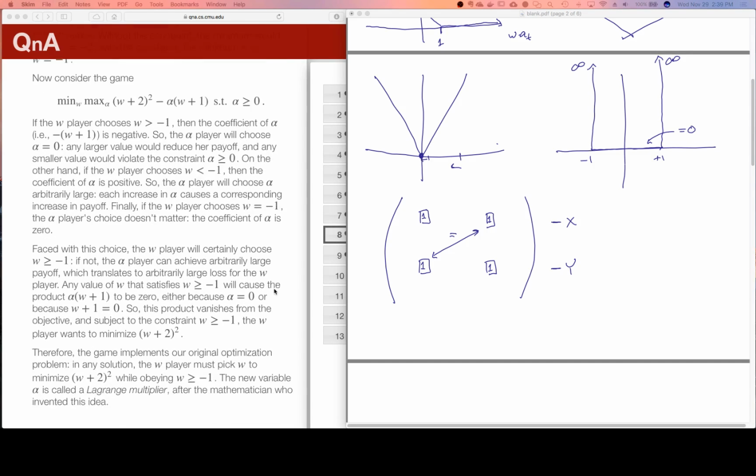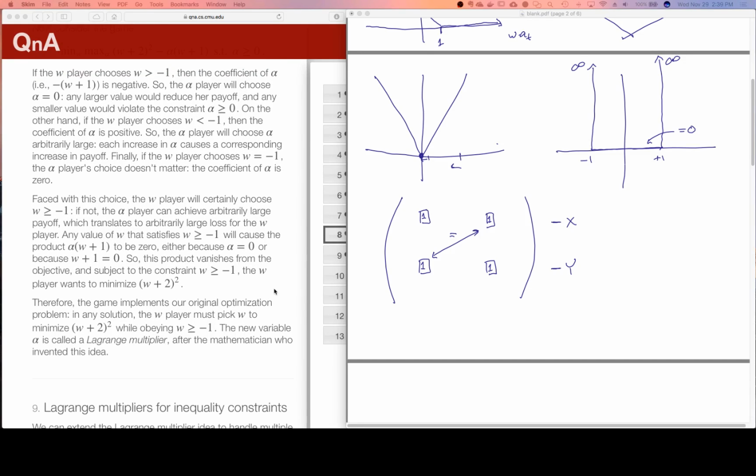So then if we can solve this new game, which we can do with stochastic gradient descent, then we've solved the original constrained minimization problem. And this new variable alpha is called a Lagrange multiplier, after the mathematician named Lagrange who invented this idea. And it lets us get rid of constraints on our optimization variable w and replace them with another player, this alpha player, who basically plays in a way that enforces the constraints.